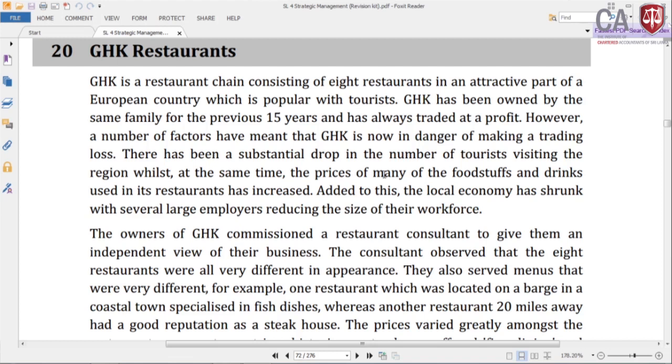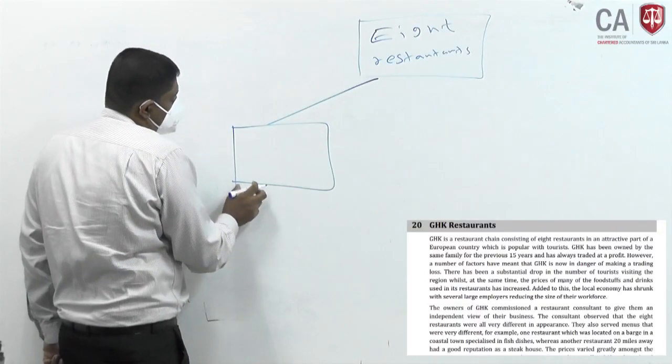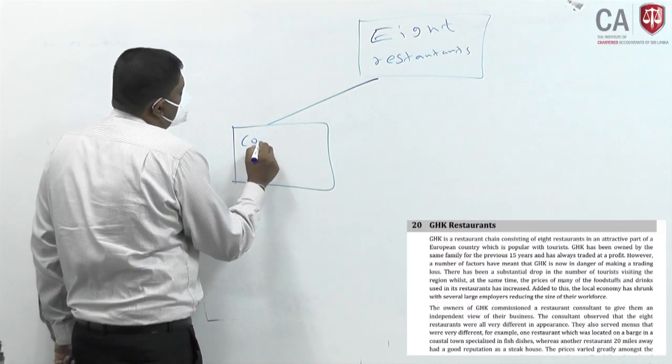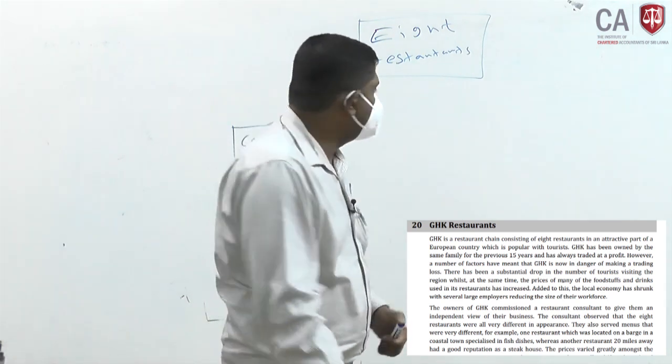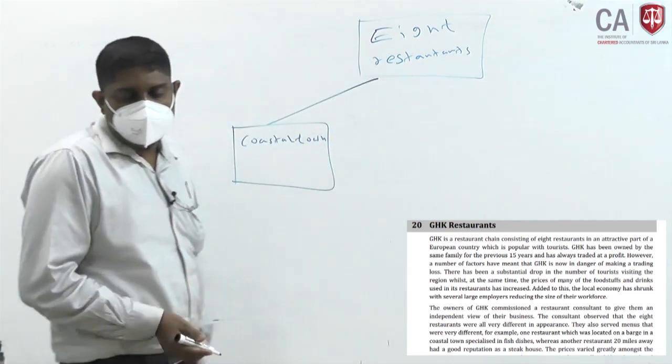They also served menus that were very different. For example, one restaurant which was located on a barge in a coastal town specialized in fish dishes. Now, they are giving information regarding different restaurants. One is a barge in a coastal town. One restaurant located in a coastal town. So, what area have they specialized in? Fish dishes.